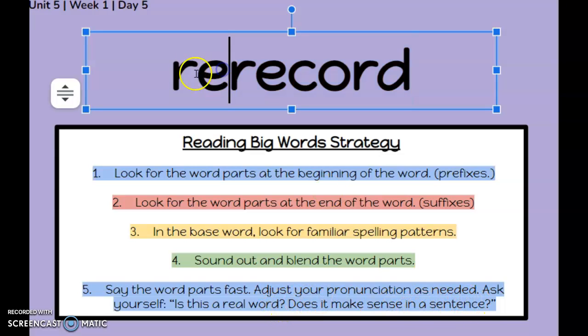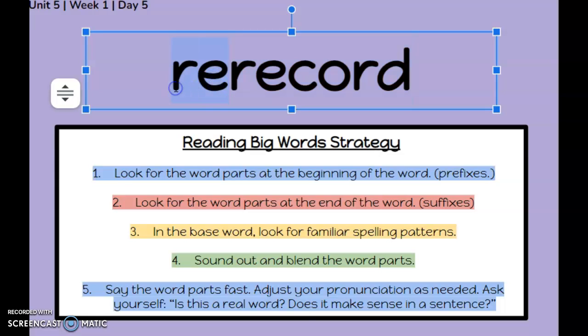Well, if re means to do again, and record means to record something, like with a video camera or a computer to document it, re-record must mean to record something again. So if I messed up this video for some reason, I might have to re-record it.